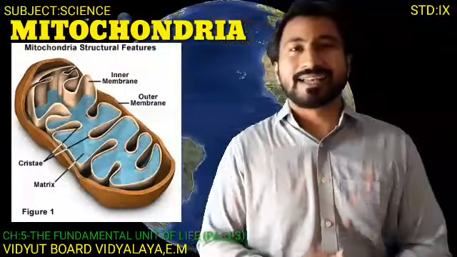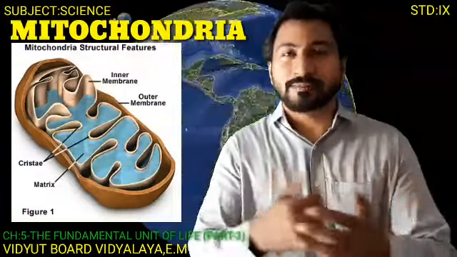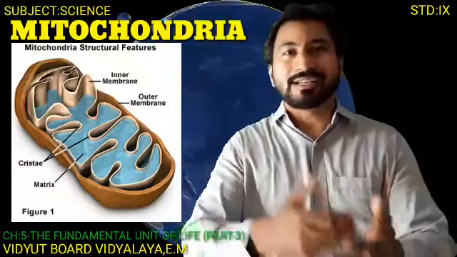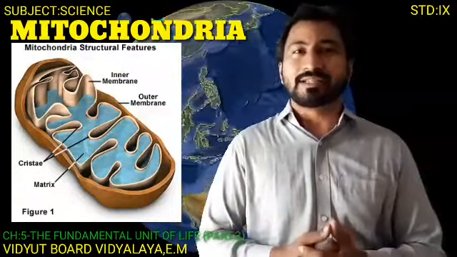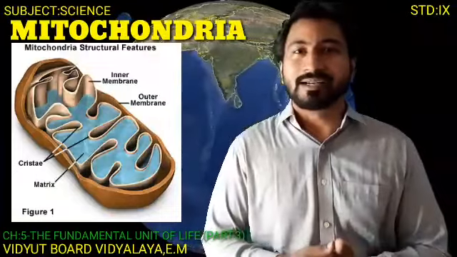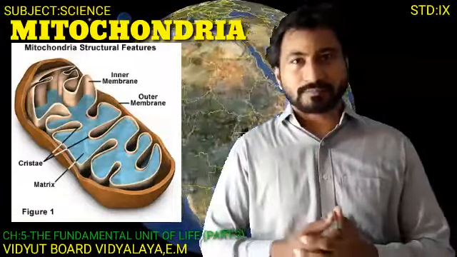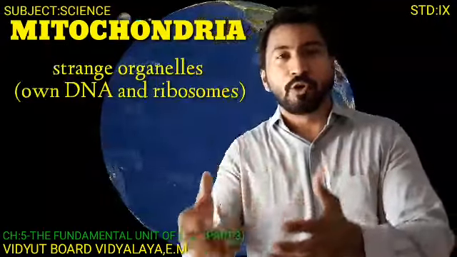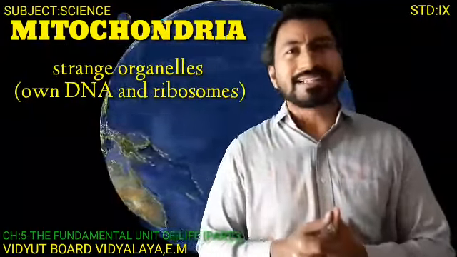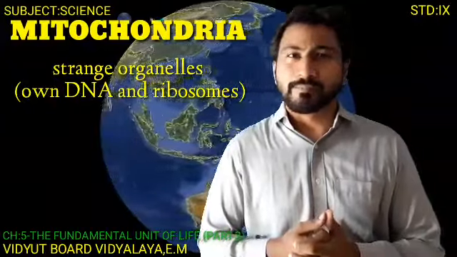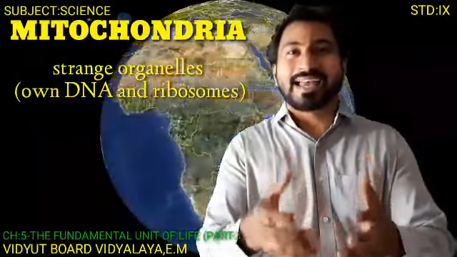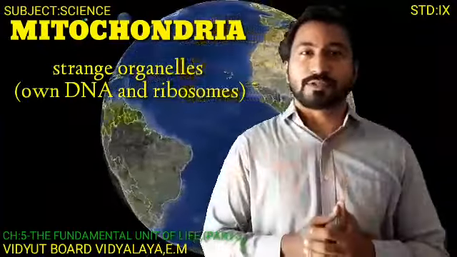And this matrix has numerous enzymes which are responsible for various metabolic and biochemical activities which are performed by a typical cell. Now these mitochondria are known as strange organelles. Now why are they said to be strange organelles? Because they have their own DNA and ribosomes.